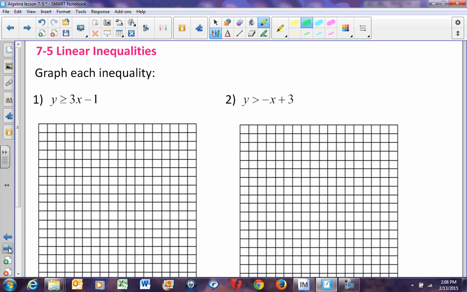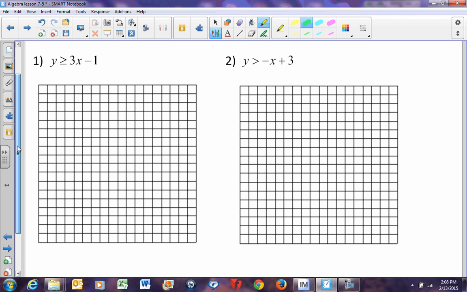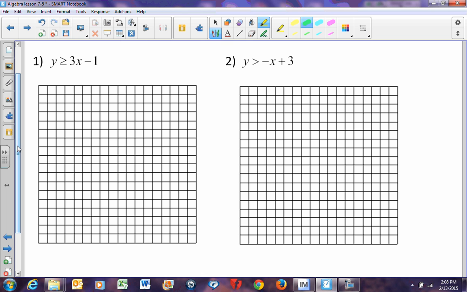Let's graph the following inequalities. This first one here, y is greater than or equal to 3x minus 1. First thing we need to do, draw in our x and y axis. And of course, you should label those. Always, always, always label your axes, because now it's going to be even more imperative that you label them, because we're going to have boundary lines and shading and all kinds of things that can mess up. Let's treat this like this is y equals 3x minus 1, just for the graphing portion.